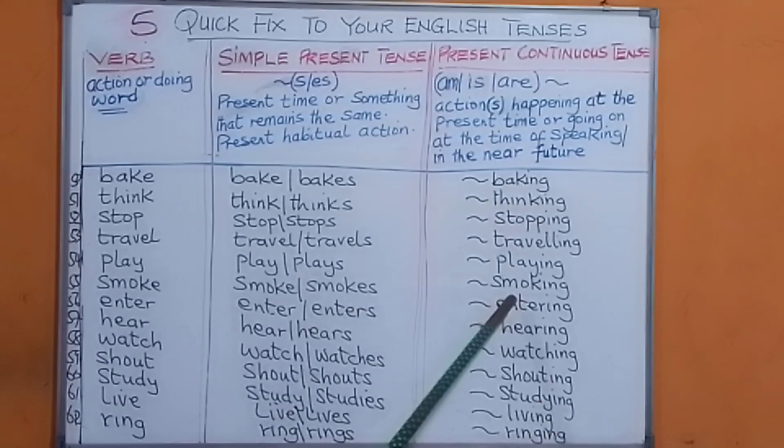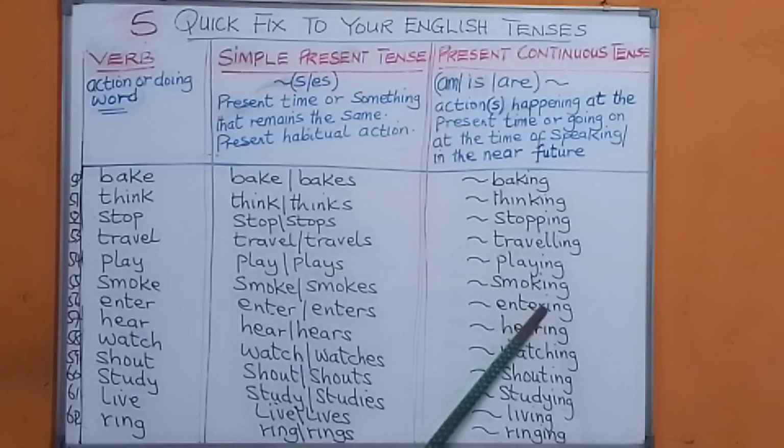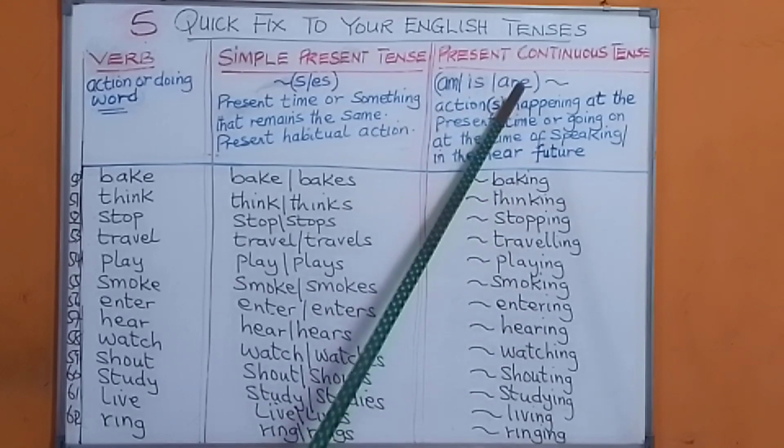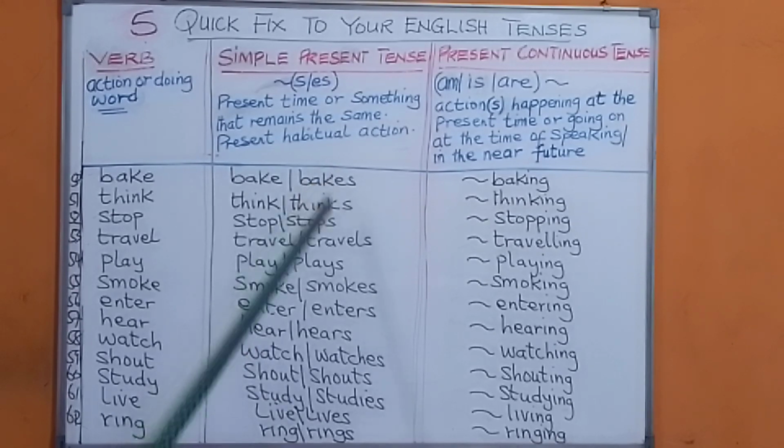If you are using that in present continuous, say entering. I am entering the gate. He is entering the gate. We are entering the gate. Many people are entering the gate. Hear. We hear you. They hear you. Many people hear you. If it's one, he hears you. She hears you. The man hears you.